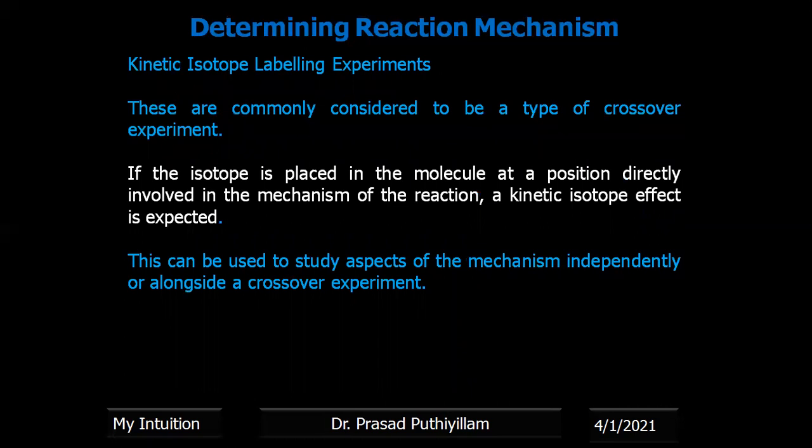The next one is the kinetic isotope labeling experiment. These are more commonly considered along with the crossover experiment. In this experiment, at some of the reactive sites we can replace the atom with its isotope, so that it is easy to identify whether and how that atom is participating in the reaction. If the isotope is placed in the molecule at a position directly involved in the mechanism of the reaction, a kinetic isotope effect is expected. So this can be used to study aspects of the mechanism independently or alongside a crossover experiment.